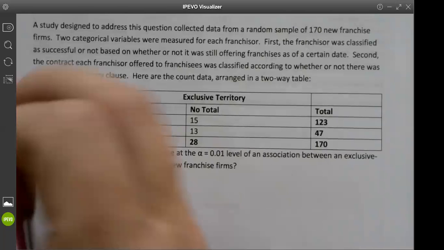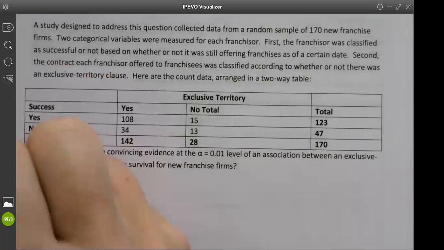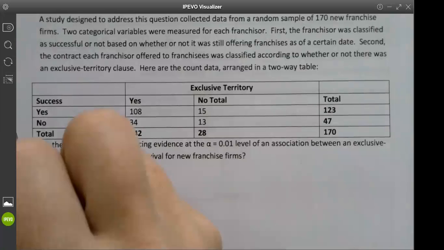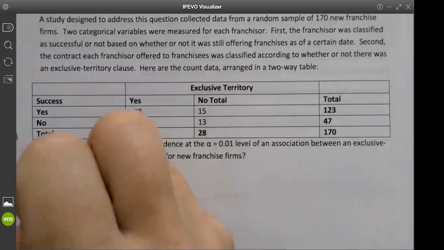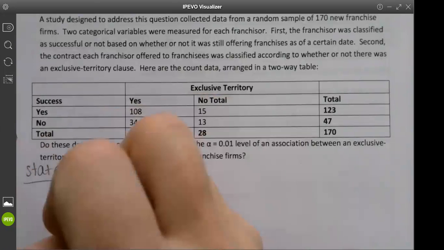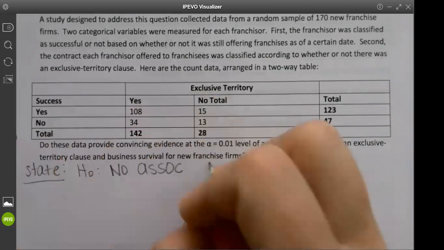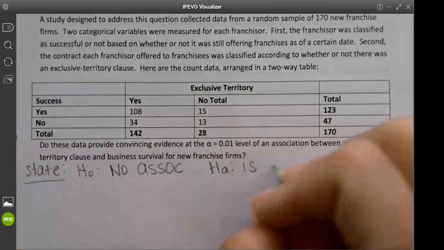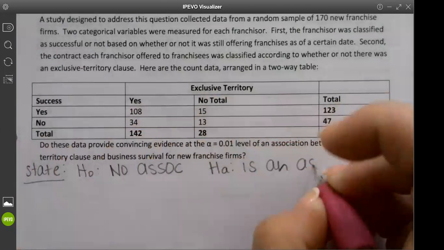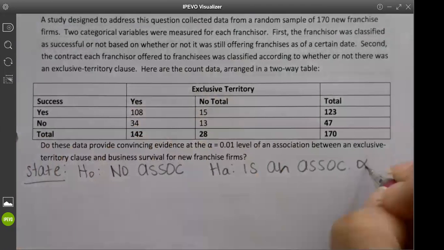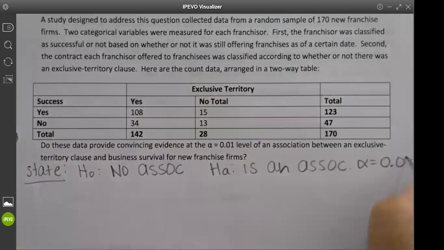So what's our state? What goes in there? Your alternate. There is an association. And then what's our alpha? 0.01 in this one.